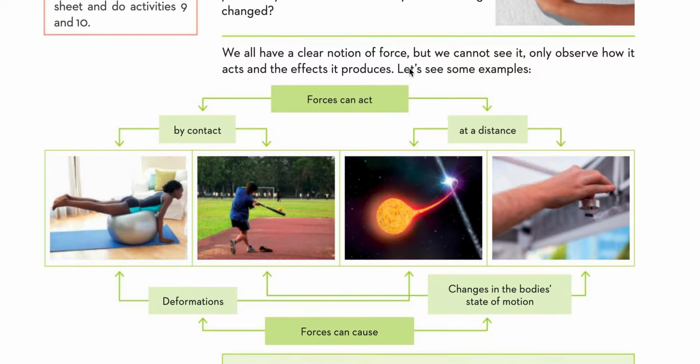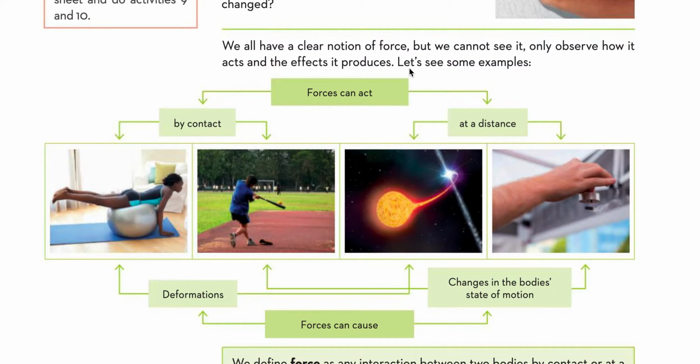Well, here we can get a notion of force, something that we cannot see, but we can observe the effects. So we can classify forces in two groups, by contact or at a distance. For example, here there is a girl using a Pilates ball, and this boy is hitting a ball in a baseball game. At a distance, for example, gravity or magnetism.